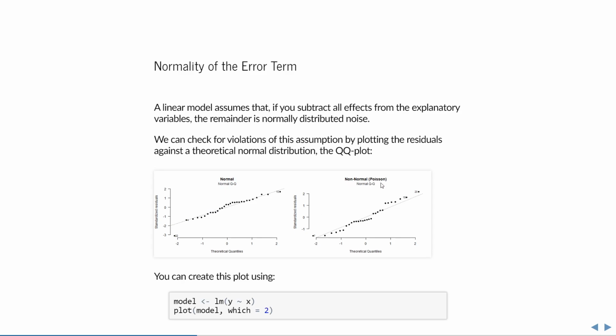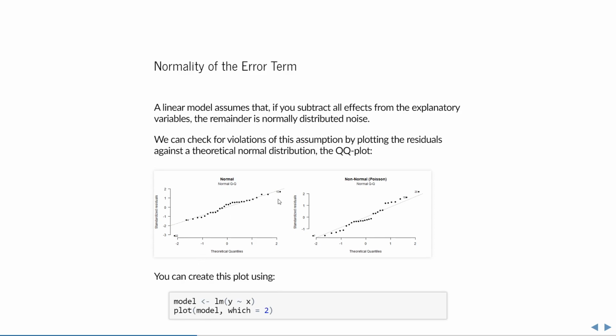And here I've simulated Poisson distributed data, which is the distribution of independent counts, and you can see that there's somewhat of a staircase appearing and large gaps in between. The overall shape does not represent the line. You can create this plot using plot(model) and then which is equal to 2.